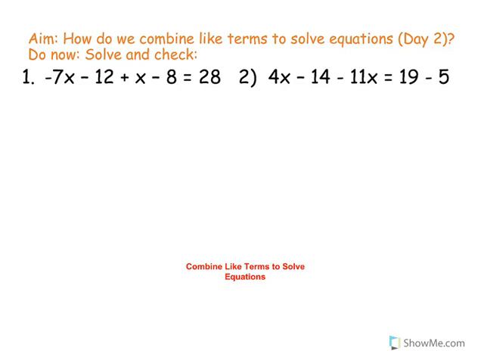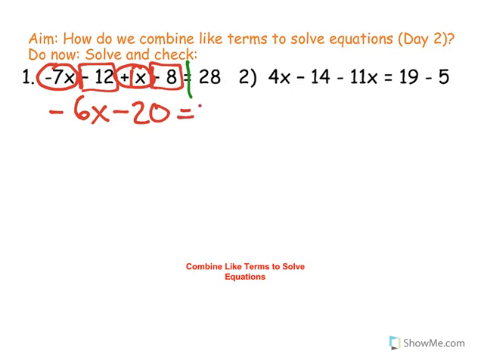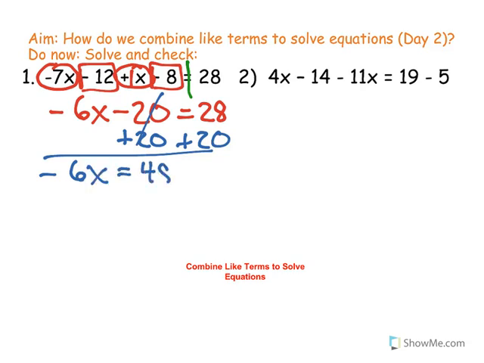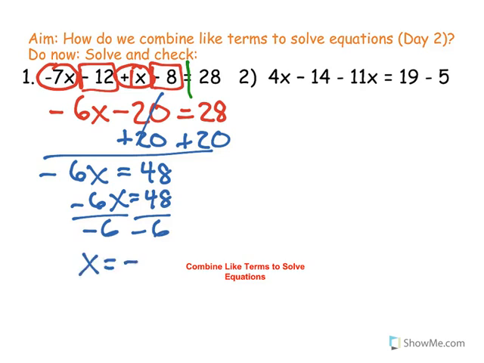So first thing we're going to do is draw our little barrier here. On the left side, I have like terms of positive 7x and positive x. And positive x, of course, is positive 1x. So make sure when we combine that, we have negative 6x. And now I add negative 12, and I add negative 8, which should give me negative 20. Bring down my equal sign, 28. So I'm going to add 20 on both sides. Okay, that's going to give me negative 6x is equal to 48. I'll rewrite that. I'll divide both sides by negative 6. It's going to give me x is equal to negative 8.